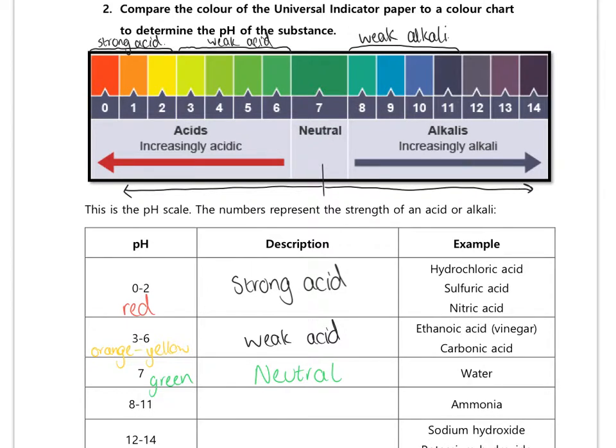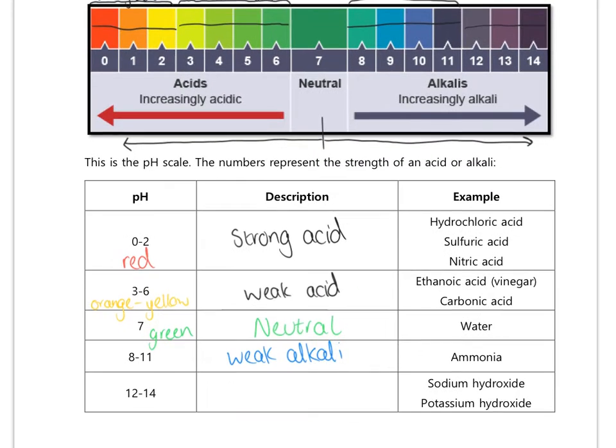And if you struggle to remember where your intervals are, so where it switches from strong to weak, have a look: there's 4 numbers that are weak acids and 4 numbers that are weak alkalis. There are 3 numbers which are strong acids, and we'll see that there's 3 numbers that are strong alkalis. So 8 to 11 are weak alkalis, so we'll write that in here. And that corresponds to a sort of blue-green colour. Blue or blue-green colour on the pH scale.